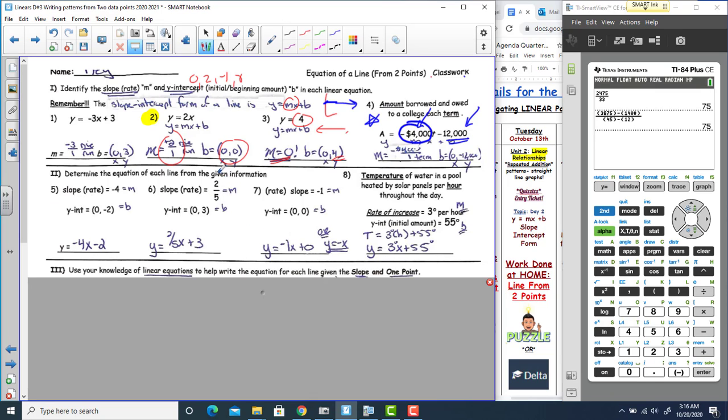Number 5, m is 2/5. We're increasing 2/5 each time, starting at 3. y equals 2/5x plus 3. Number 7, m is -1.